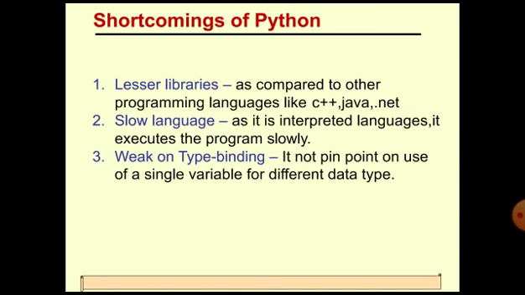Now, weak on type binding. It means that it is not necessary to declare the type of the variable in Python before using it. Type checking is not very strong in Python. Whenever we declare any variable, we don't need to associate it with a specific data type. If you want to use it for any other data type also, we can simply assign some other value to it. If you use a single variable for different data types, it will not raise any errors. This means weak type binding.